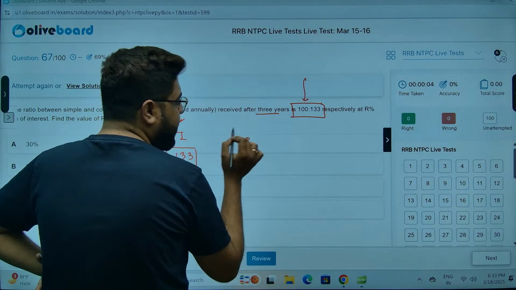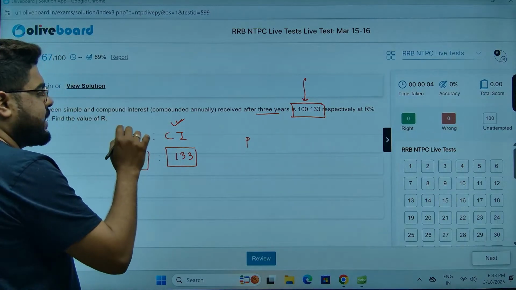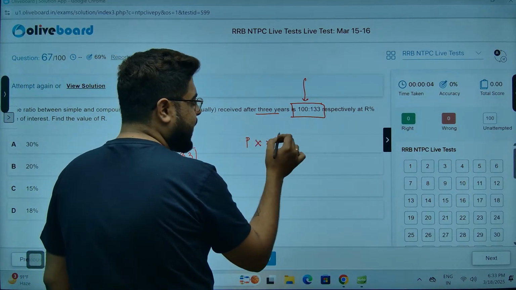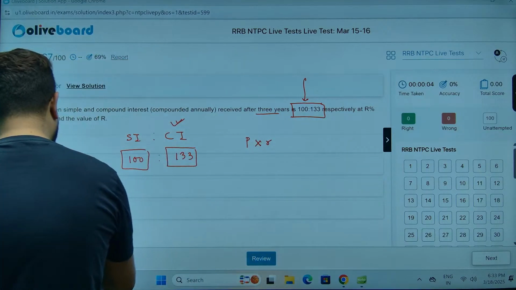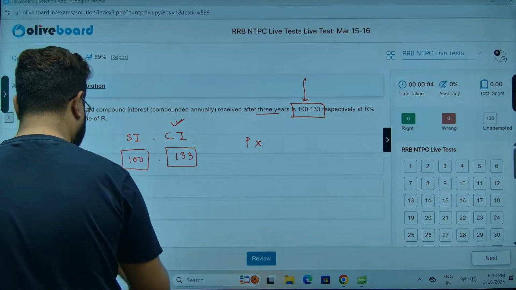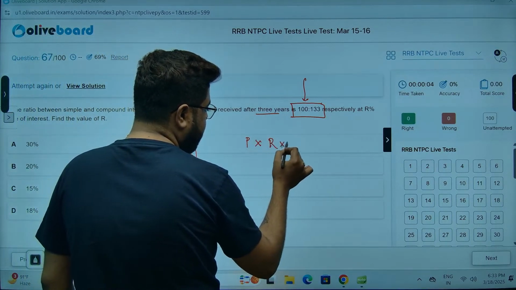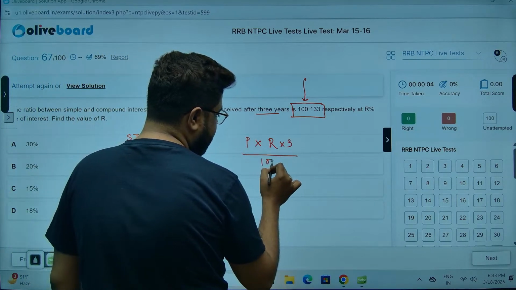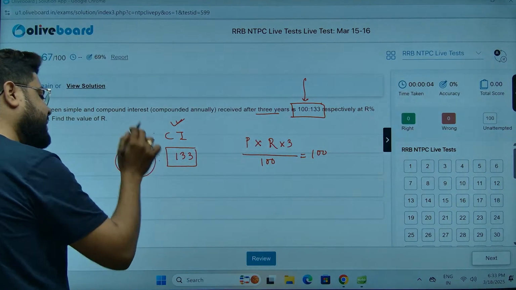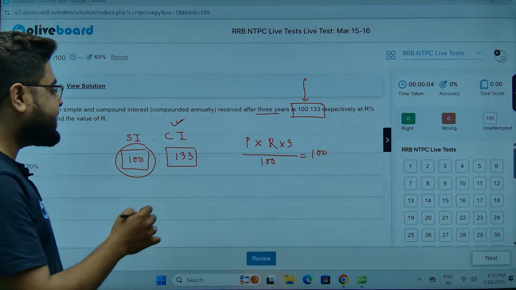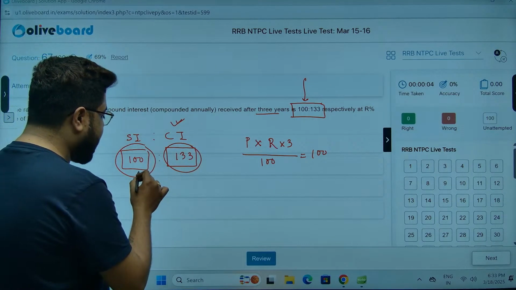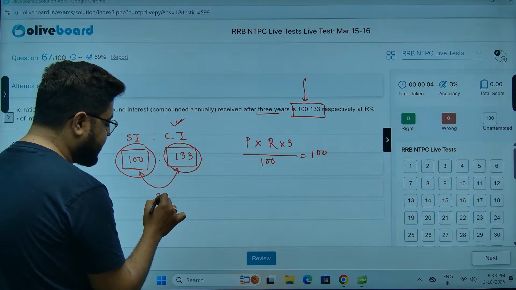I don't know the principal P, and R is given in capital. So P into R into 3 by 100 is equal to 100 rupees. I'm taking SI literally as 100 rupees. Then CI minus SI, I know, is 33 rupees.